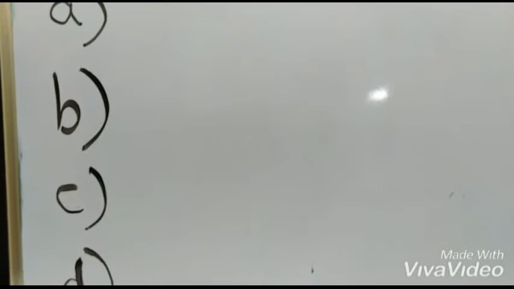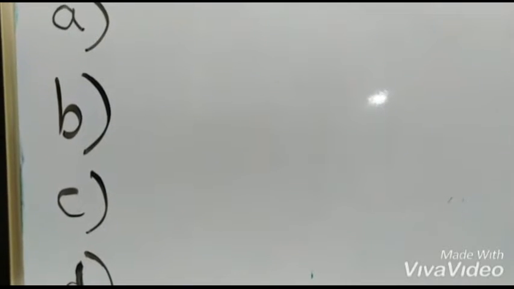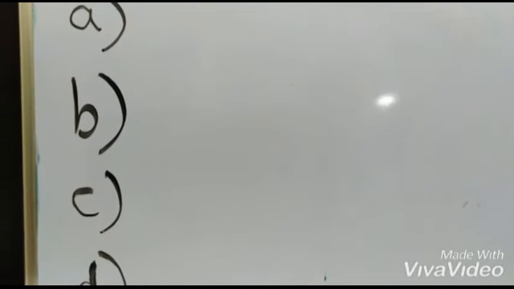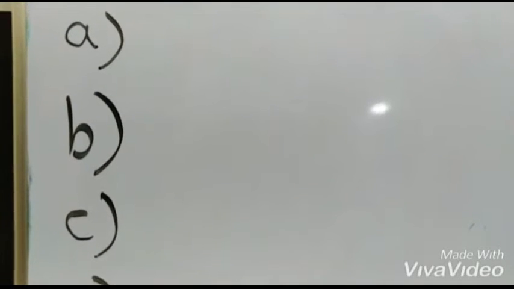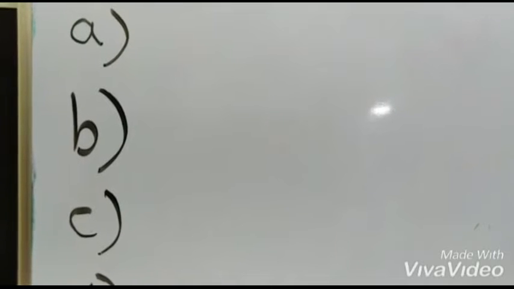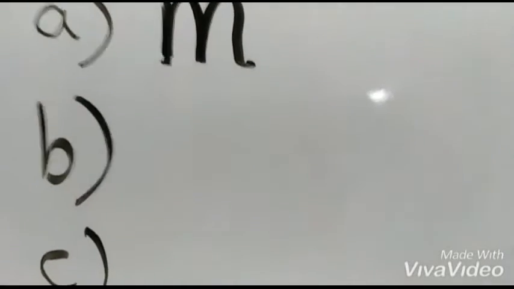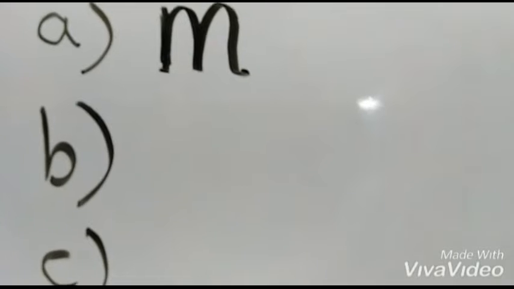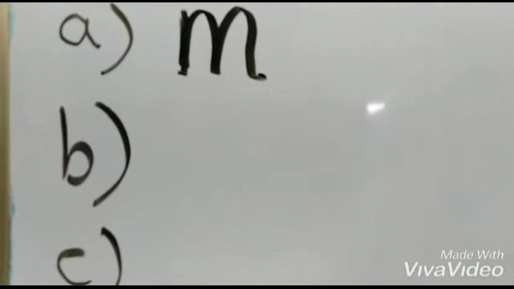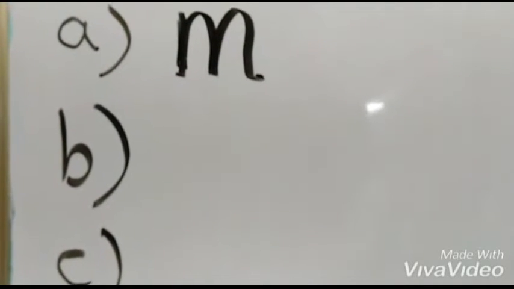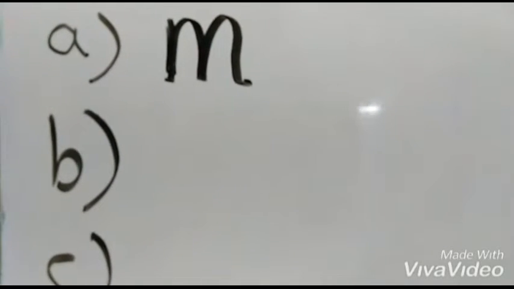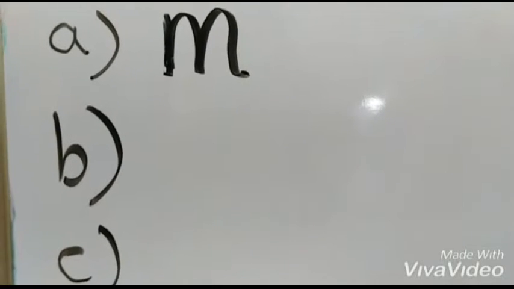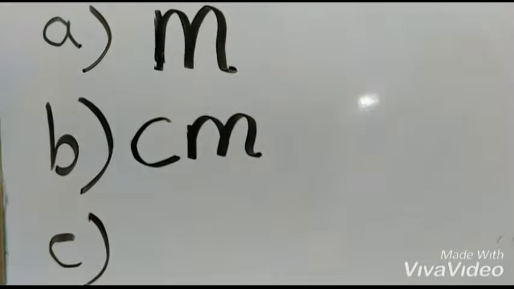Now open your workbook, page 58, and fill in the blanks with kilometer, meter, or centimeter. A. An elephant is 9 meter, kilometer, or centimeter long. Excellent. The answer is meter. B. A flea can jump 25 kilometer or meter or centimeter. A flea is a type of insect, so it will jump 25 centimeters.